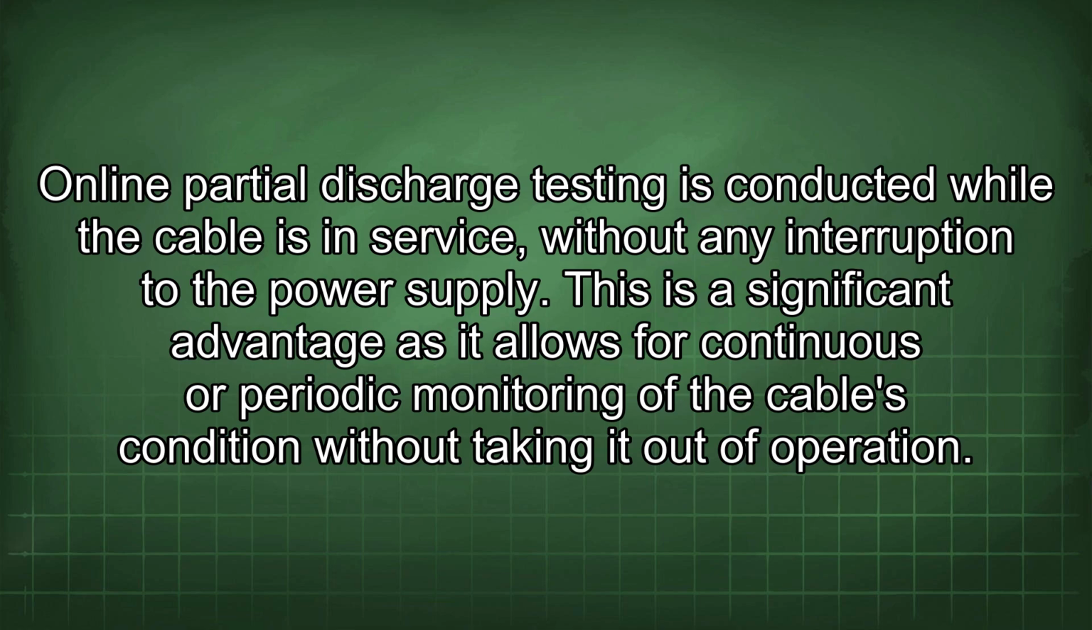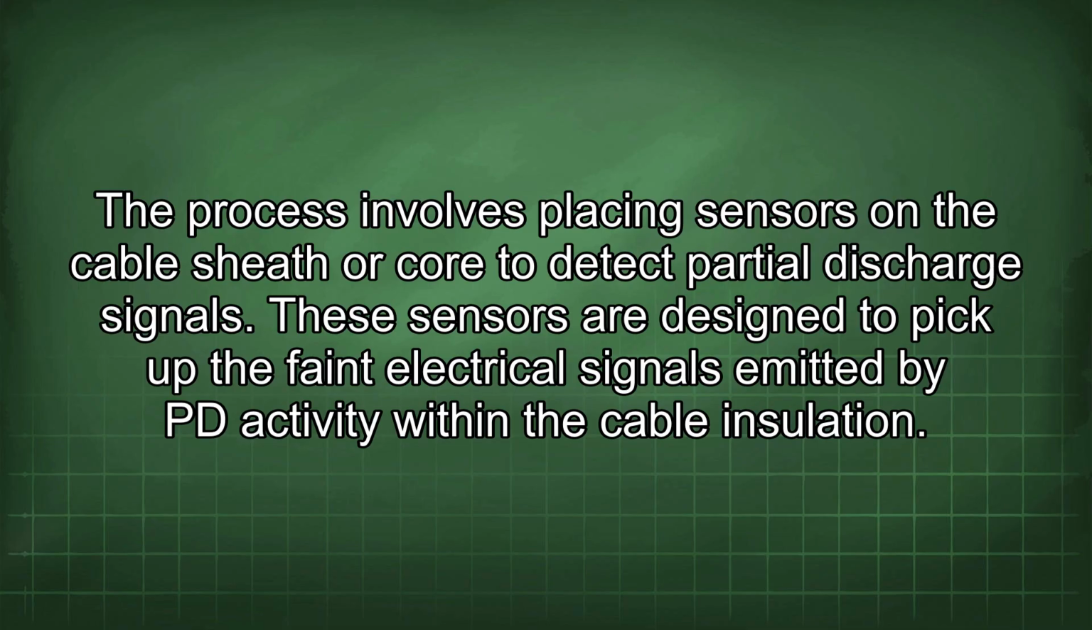Online partial discharge testing is conducted while the cable is in service, without any interruption to the power supply. This is a significant advantage as it allows for continuous or periodic monitoring of the cable's condition without taking it out of operation. The process involves placing sensors on the cable sheath or core to detect partial discharge signals. These sensors are designed to pick up the faint electrical signals emitted by PD activity within the cable insulation.